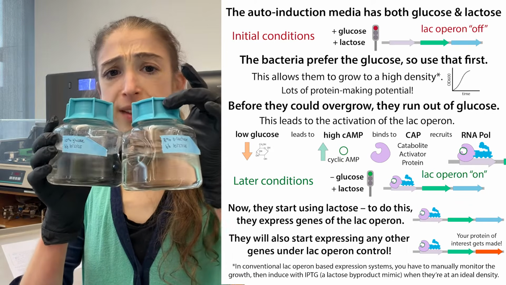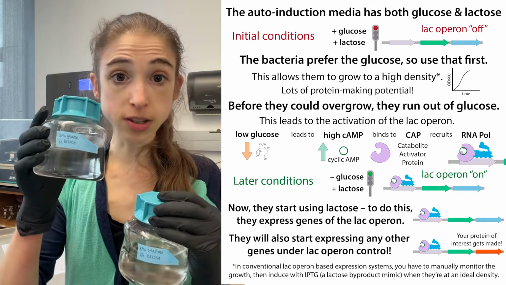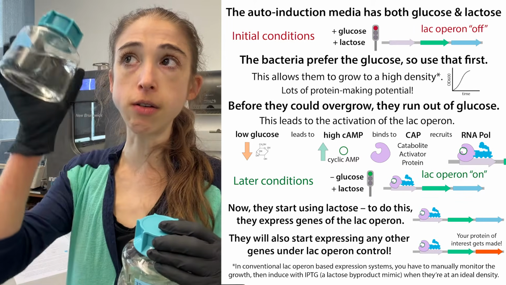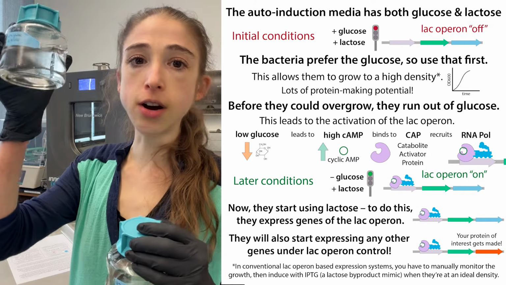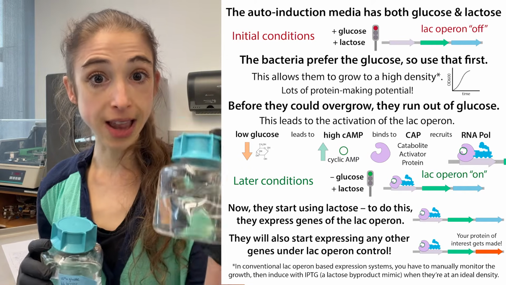And it's such a ratio that the bacteria are going to start with the glucose because they like that better. They're going to grow. But before they start overgrowing, they're going to run out of glucose. And well, now it's time to switch over to lactose.